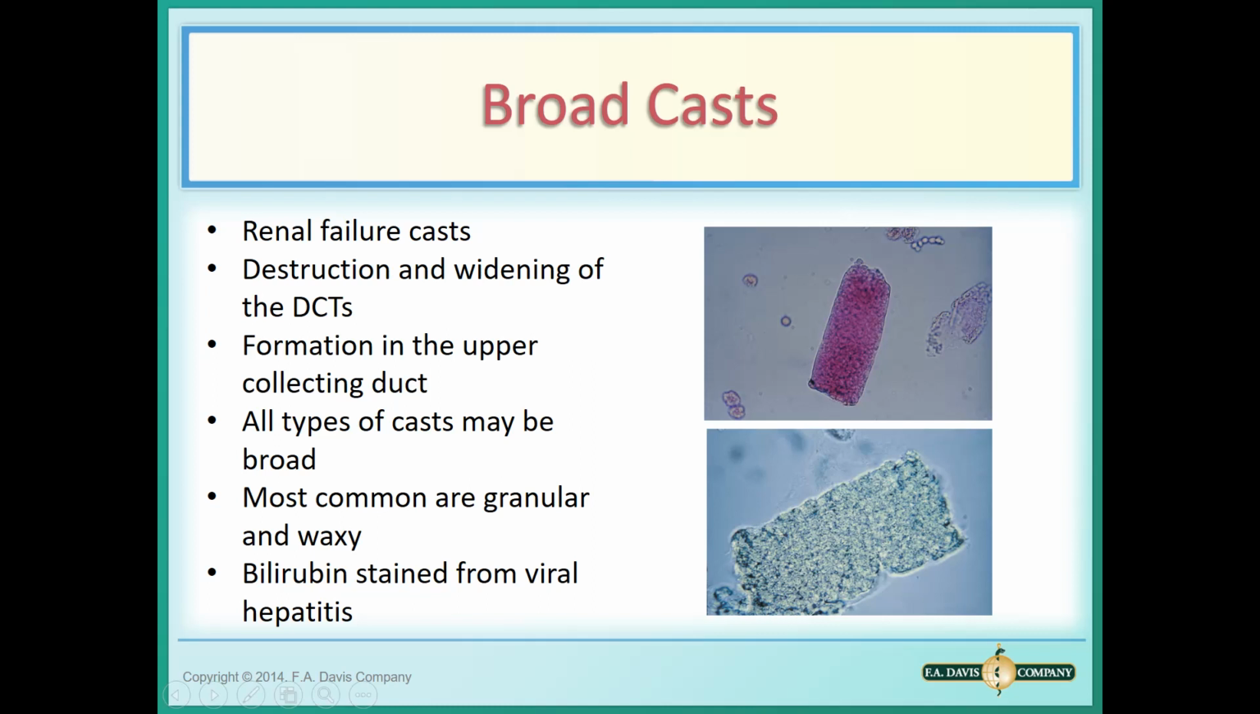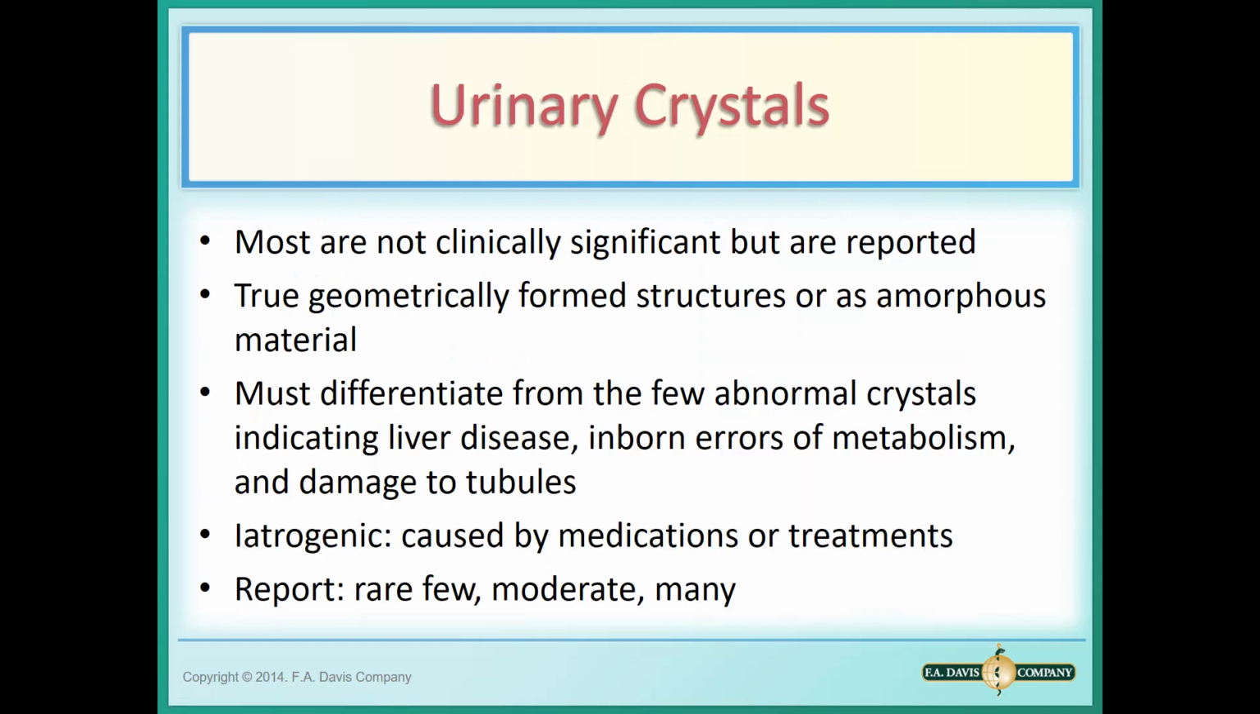They're very, very wide. The most common, though, because again, think about it, you have that urine stasis or standing, they tend to be things that are breaking down, like granular casts or waxy casts. So broad casts tend to be granular like this one or waxy like this one. Bilirubin can stain it from different kinds of hepatitis, viral infections.